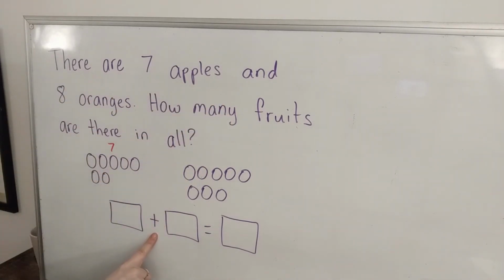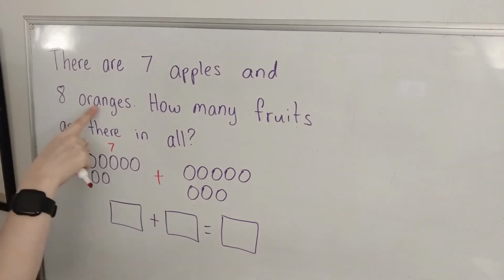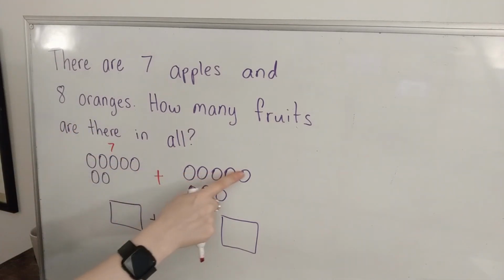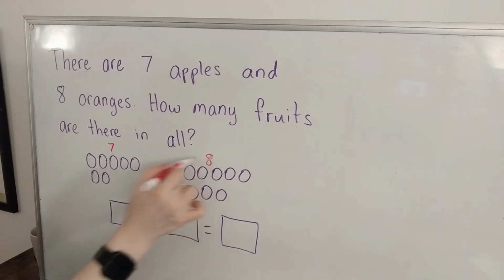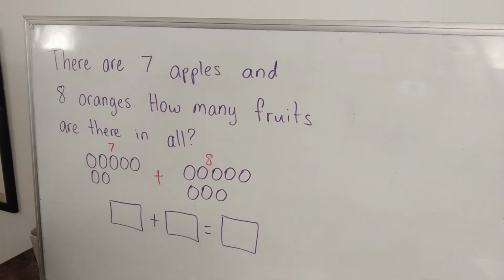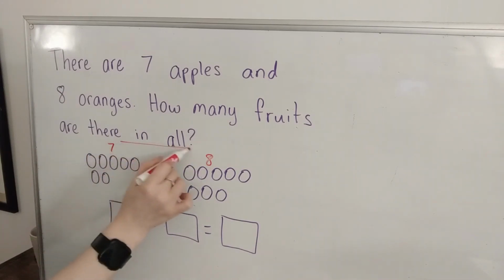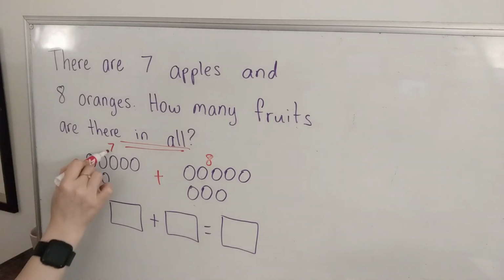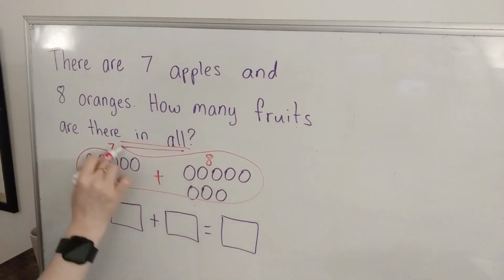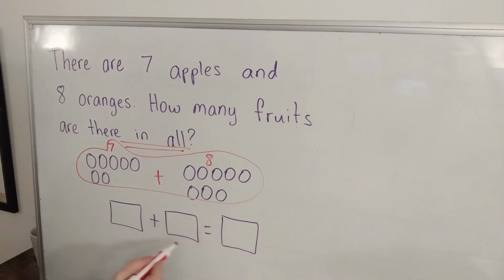And, oh, they already have a plus. Wonderful. 8 oranges. 1, 2, 3, 4, 5, 6, 7, 8. Perfect. How many fruits are there in all? 7 plus 8. I know I'm going to add because it's saying how many are there in all together. What numbers go here? What 2 numbers am I adding? The 7 apples and the 8 oranges equals how many fruits in all?